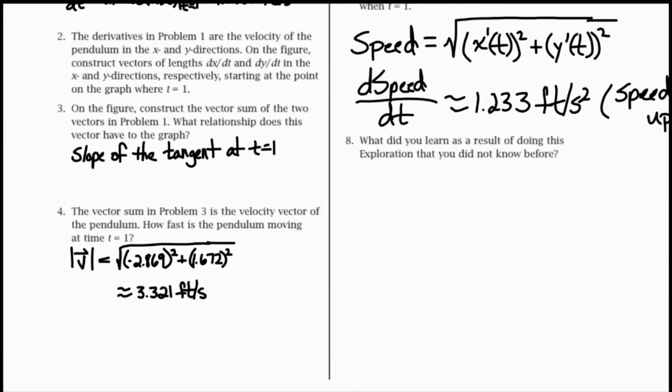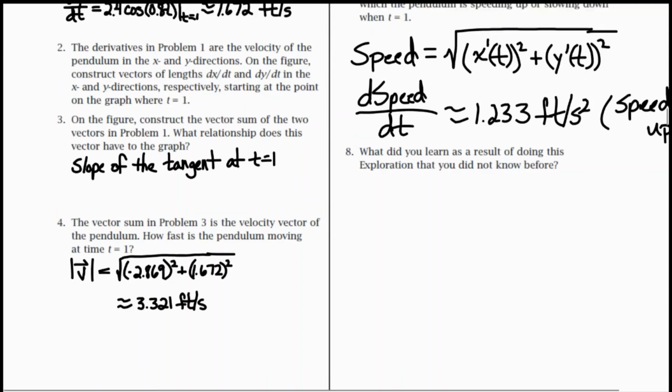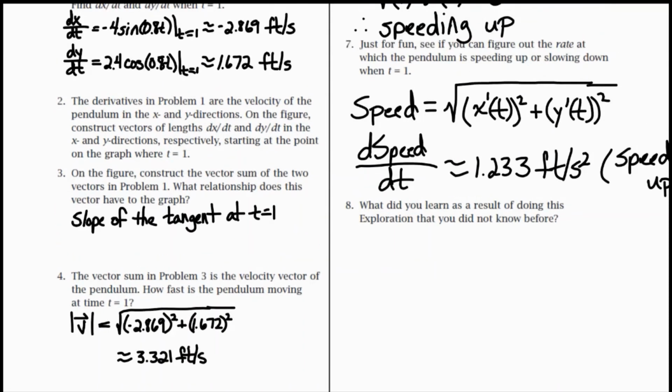Okay, so number 4, it says the vector sum in problem 3 is the velocity vector of the pendulum. How fast is the pendulum moving? So we want the speed. All we're doing is finding the magnitude of that velocity vector at time equal to 1. So I took those two components that I found on question number 1 and used them as my i and my j component, and found the magnitude of about 3.321, and that's feet per second. So that's essentially taking the direction out of this and just saying, how fast are we moving? We're moving at 3.321 feet per second.